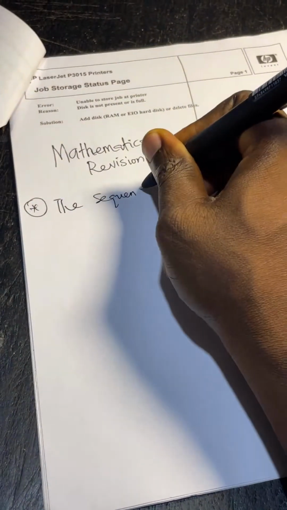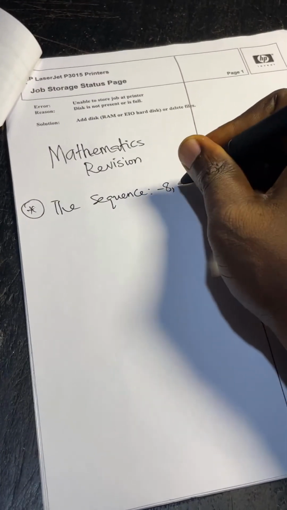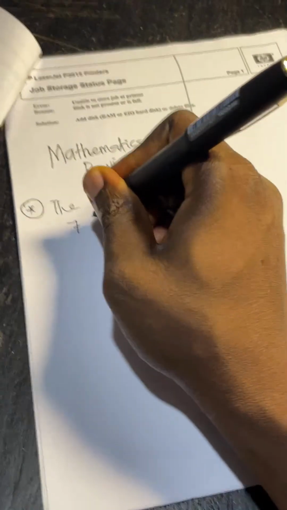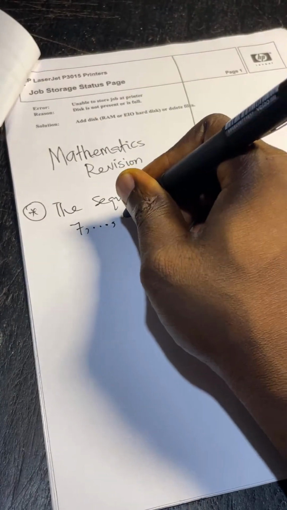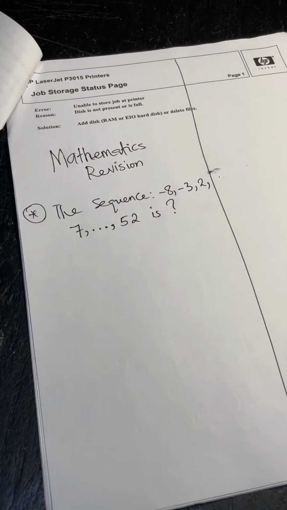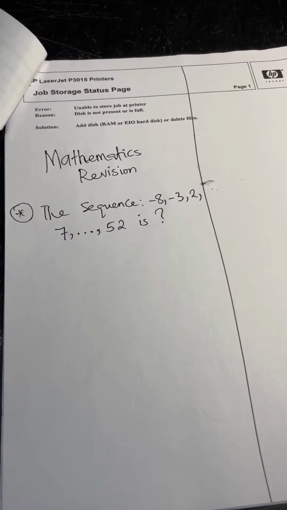Here they said the sequence. Look at it, the sequence. What do they give? -8, -3, 2, 7, dot, 52 is dash. You know, there is this aspect of math called series and sequence. Sequence deals with order. Of course, series is the arrangement of terms according to well-defined rules. Series is not just like the summation of the terms of a sequence.